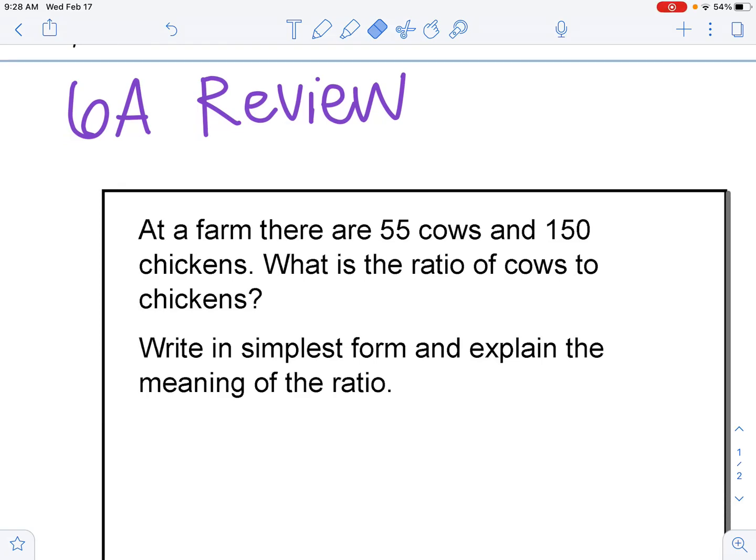This is a review for chapter 6A. So make sure you have a piece of paper, you're practicing these problems. It would be smart to pause the problems, try them on your own, and then we'll go through them together. And then also you should be reviewing ratios, rates, and proportional relationships.